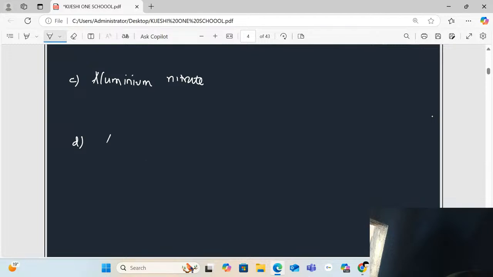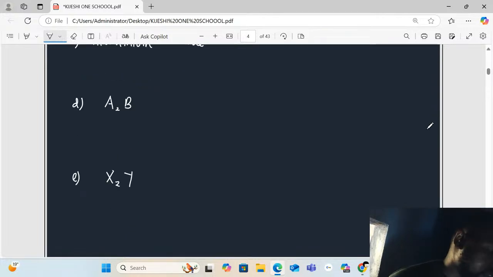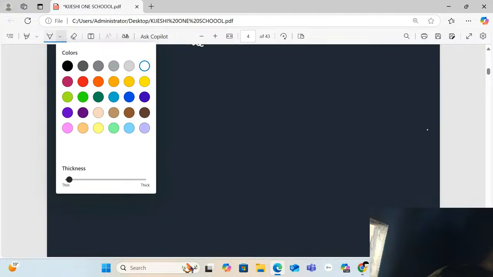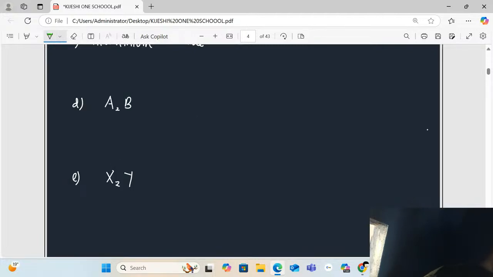where we have A2B, we have X2Y. I think you can start from down here, moving upwards. So we want to understand what will be the valency of X. Since it is on the left hand side, it means that it's the one that is carrying the cation side. Therefore, we can start responding it.